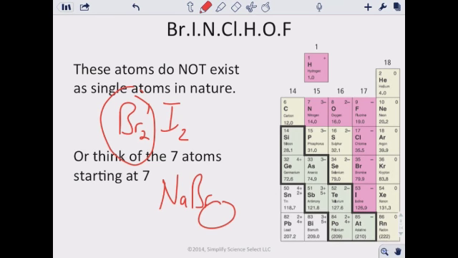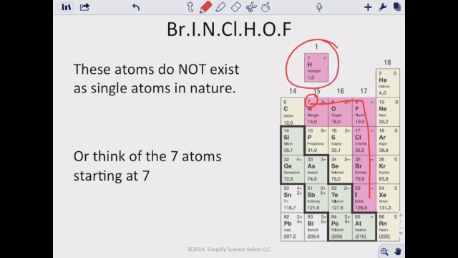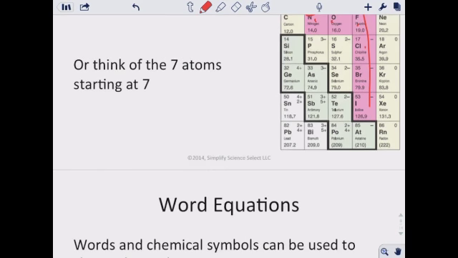It's something to remember as we go through and we write chemical equations, because diatomics can come up, and if we don't write it correctly, it messes everything up. Another way to remember the diatomics, we can think of 7 atoms starting at 7. So we start right here. We make a 7, all of those guys, and then we don't forget hydrogen. So 1, 2, 3, 4, 5, 6, 7. So 7 starting at 7, don't forget hydrogen. Remember those guys as we're going through chemical equations.